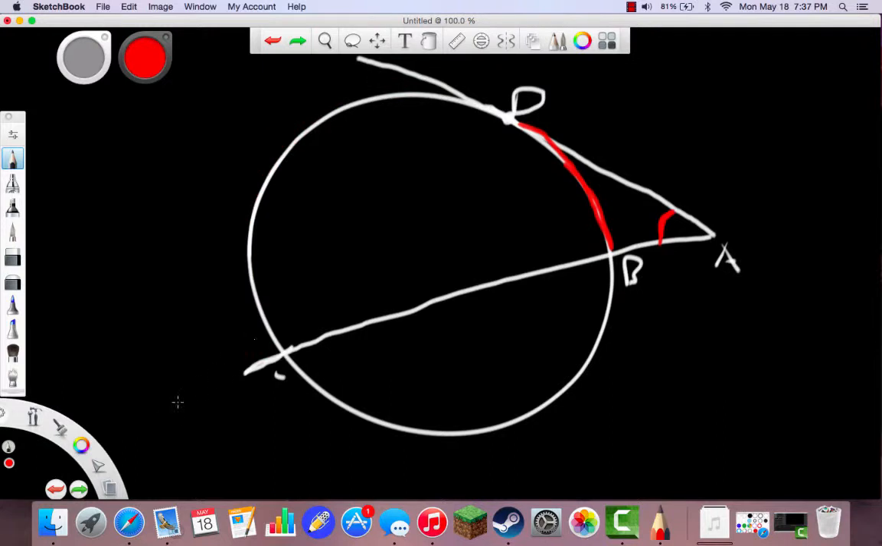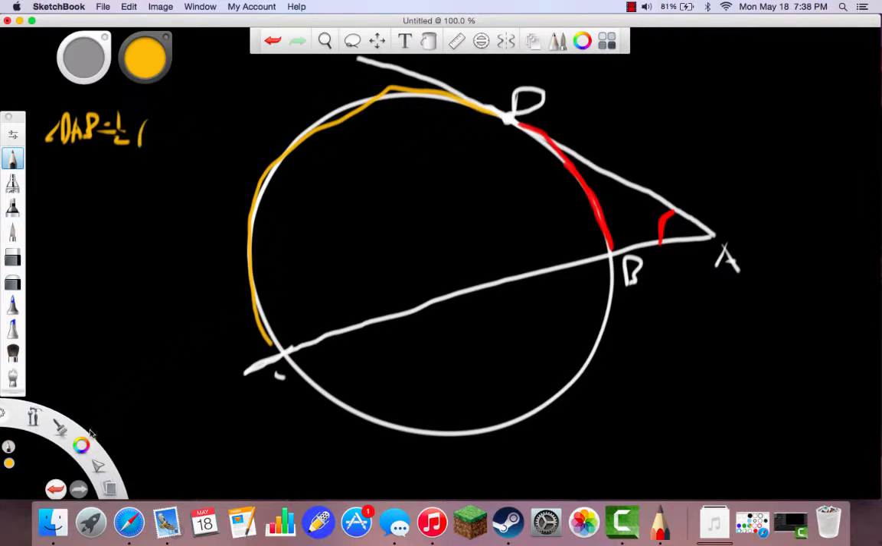A major arc would be if it was over here and all the way around. So we have that arc there, and then we also have this arc here. Those are the two arcs that it intercepts. So really, it's just the same thing if you look at it. Angle DAB is going to equal half of the bigger arc, which is D.